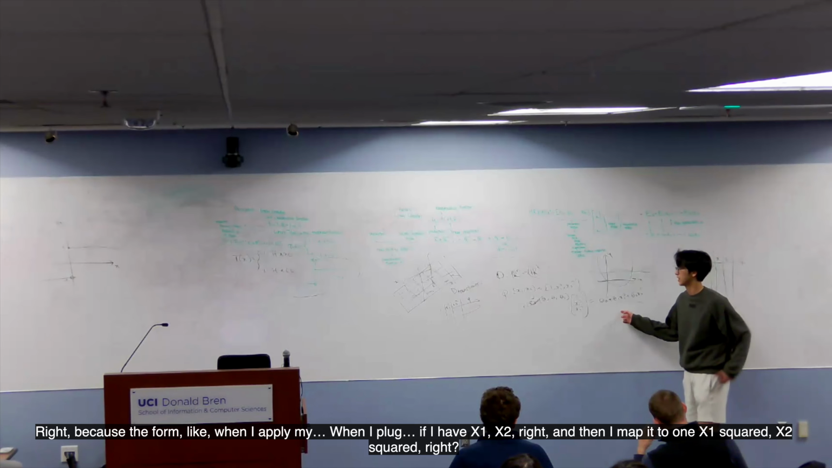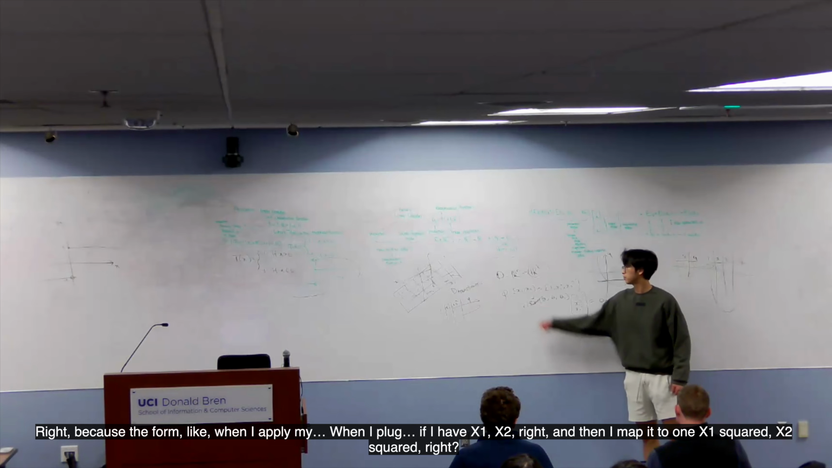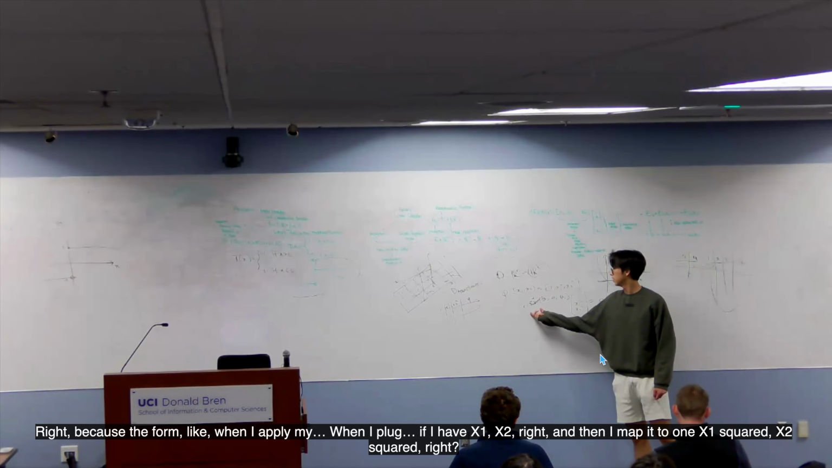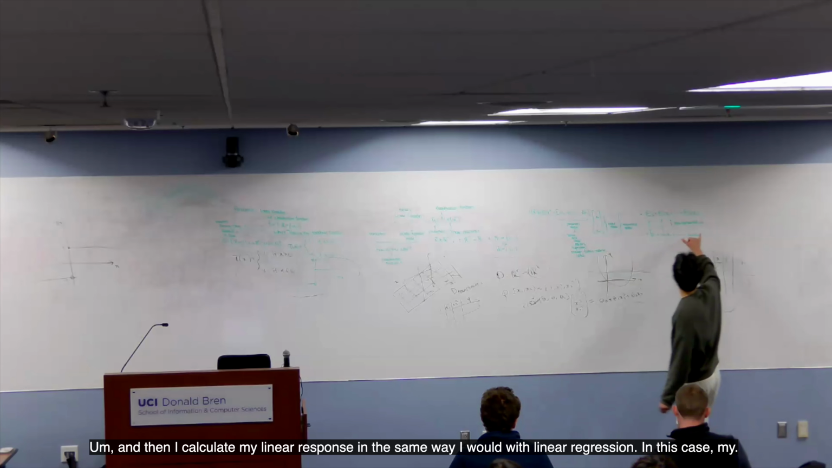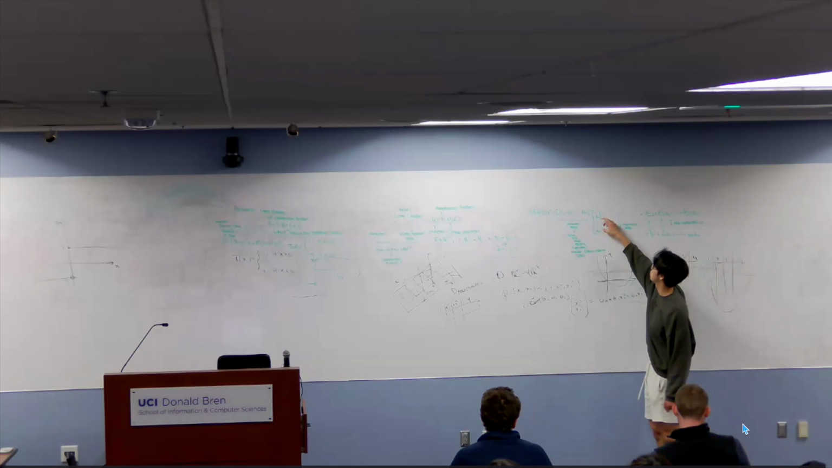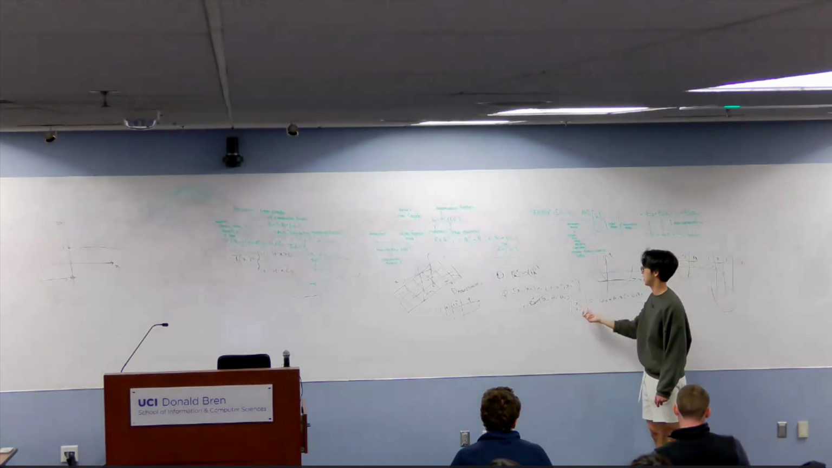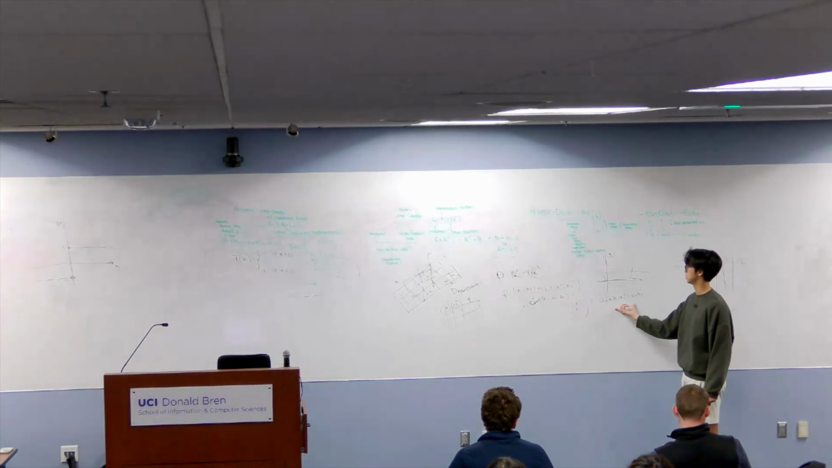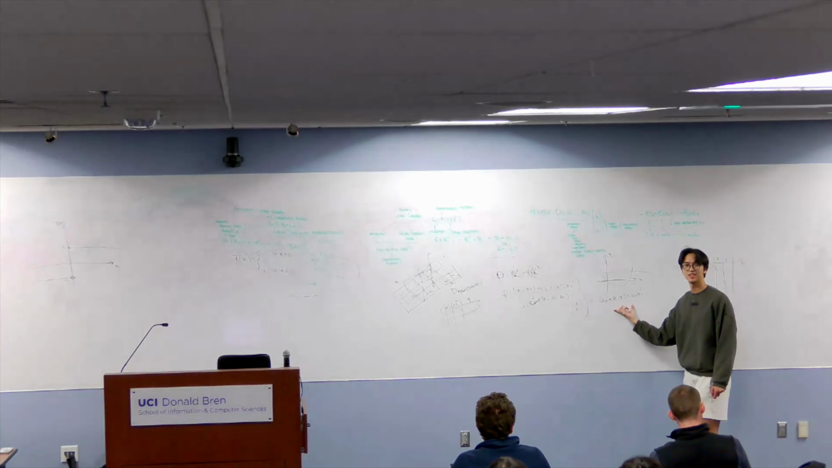Because when I have x1, x2, and then I map it to 1, x1 squared, x2 squared, and then I calculate my linear response in the same way I would with linear regression, my x1 through xn is now x1 squared, x2 squared. When I actually expand this form, it becomes theta 0 plus theta 1 x1 squared plus theta 2 x2 squared, and in this case the decision boundary literally is a circle.